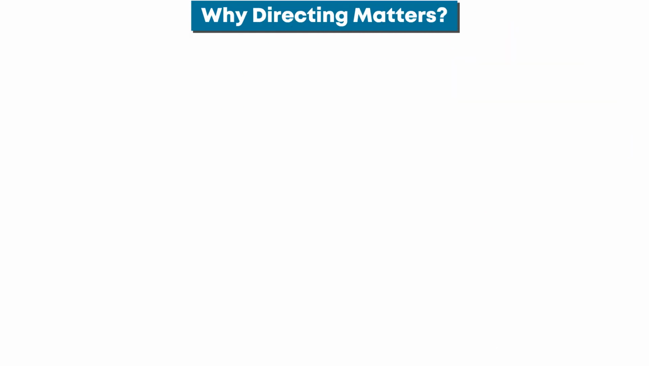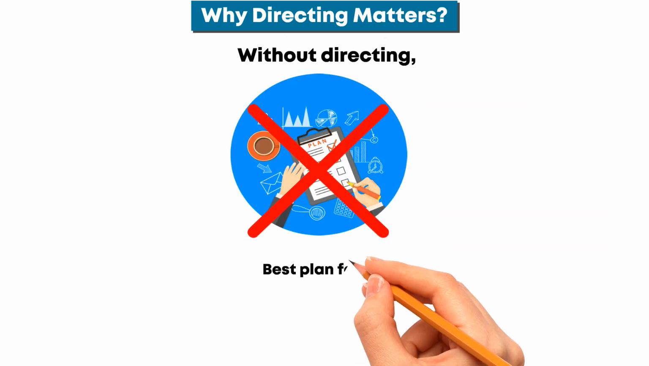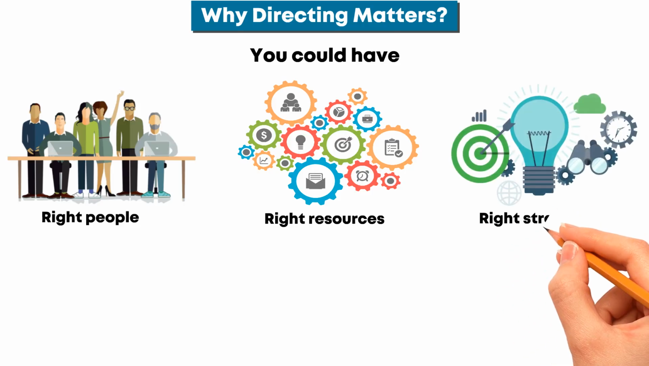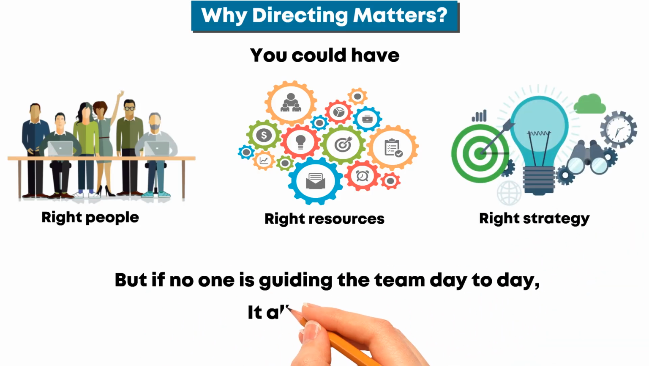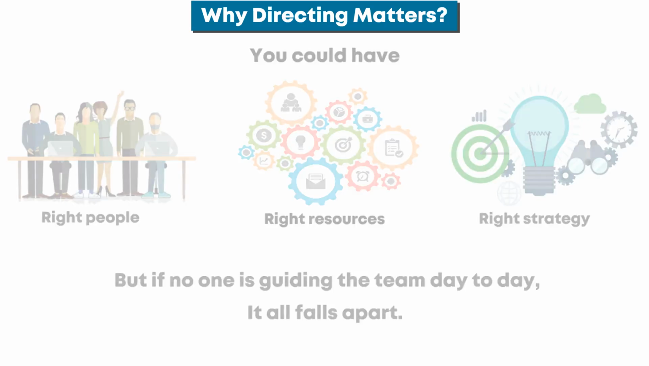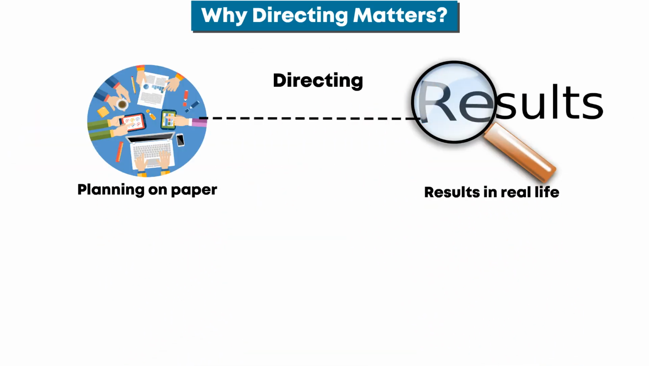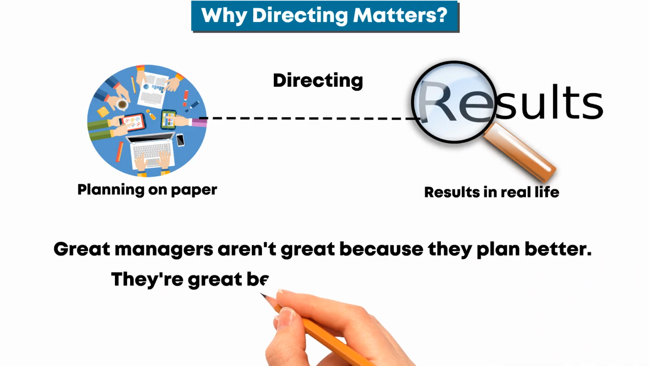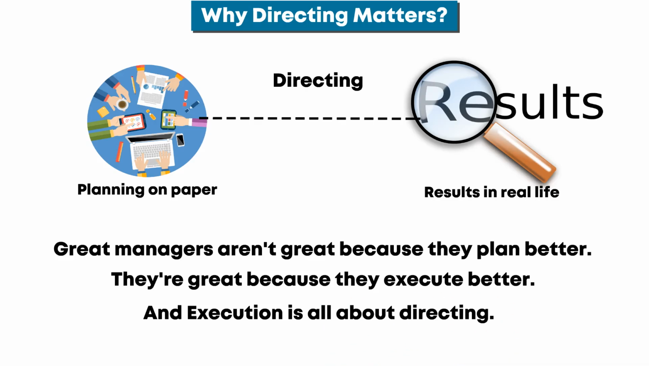Why directing matters. Without direction, even the best plan fails. You could have the right people, the right resources, and the right strategy. But if no one is guiding the team day to day, it all falls apart. Directing is the bridge between planning on paper and results in real life. Great managers aren't great because they plan better. They're great because they execute better. And execution is all about directing.